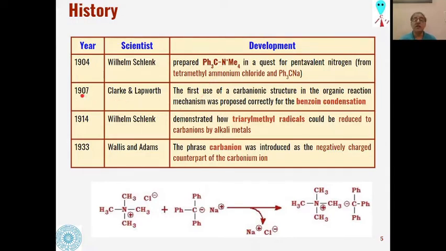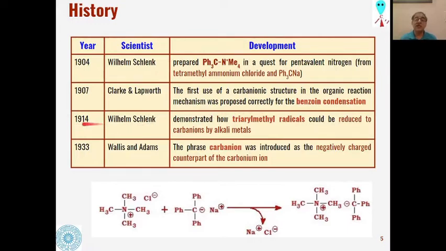Then in 1907, Clarke and Lapworth made the first use of a carbanionic structure in an organic reaction mechanism, in the reaction of benzoin condensation. In benzoin condensation, we know that benzaldehydes condense in the presence of cyanide ions, and a carbanion is present as an intermediate in the reaction. So this was the second report in the case of carbanions.